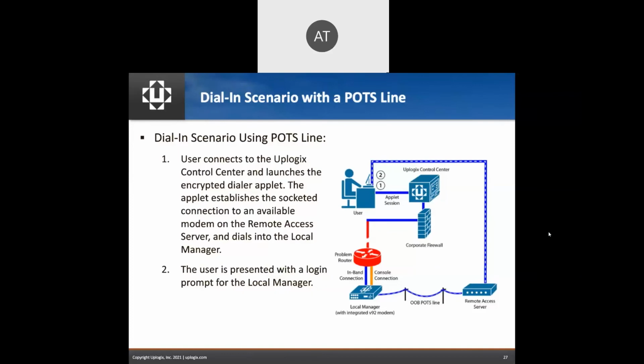And then it dials the phone number for the local manager, right? That's all pre-configured in the Uplogix control center. So when you need to connect, you just hit the button, it does everything else until you get the login prompt, at which point you need to enter your credentials, and then you have a serial connection to the Uplogix. I should note, this isn't a network connection. This is serial over the phone line.